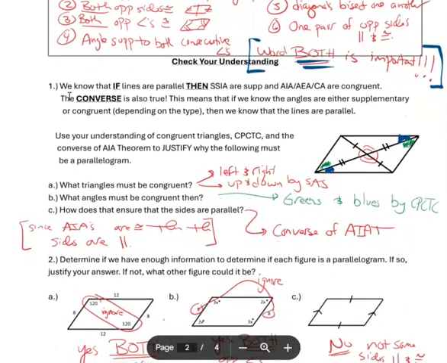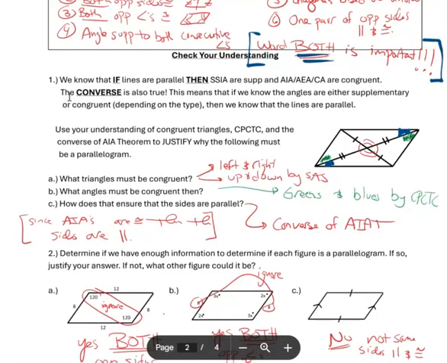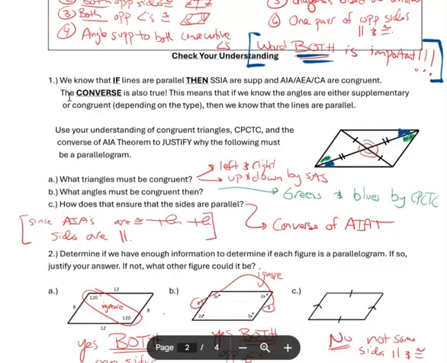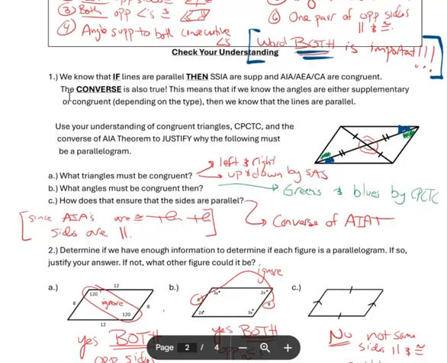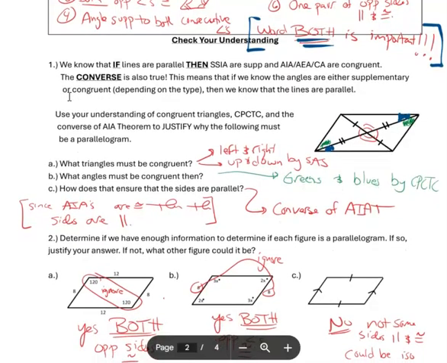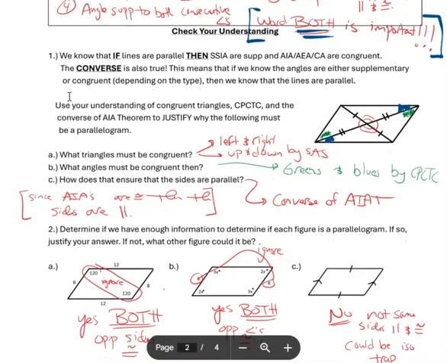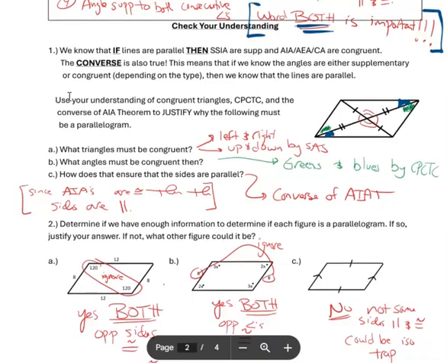Now this next one says, we know that if the lines are parallel, then SSIAs are supplementary, and if AIA, AEA, CAs are congruent, or that they're going to be congruent, the converse is also true. What this means is that if you know that the SSIAs are supplementary or those other types of angles are congruent, then you know that the lines must be parallel. And that'd be the converse of either the AIA theorem, AEA theorem, CA theorem, or SSIA. So you use the converse when you're trying to prove the sides are parallel or the lines are parallel, and use the theorem when you know that they're parallel. We've always been using the theorem. We'd use the converse of the theorem when we want to prove things are parallel.